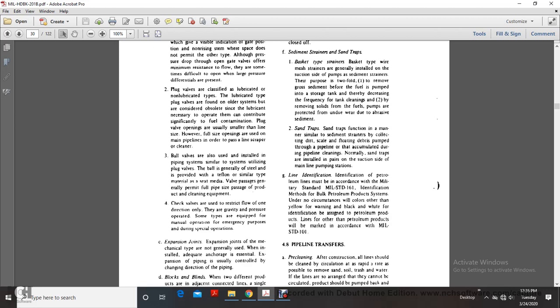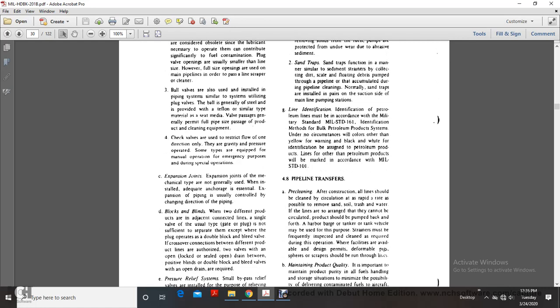Your expansion joints are of the mechanical type, generally used when installed with adequate anchorage or as essential. Expansion of the pipe is usually controlled by changing the direction of the pipe.